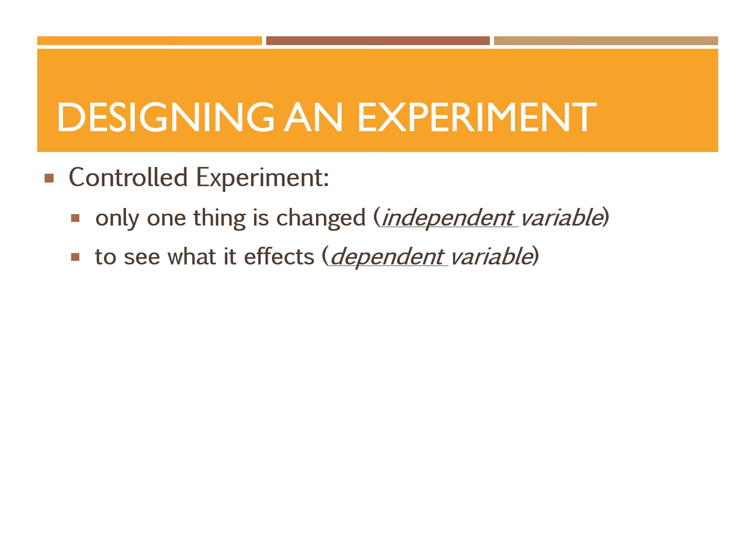In designing an experiment, there's a lot of things you have to take into mind. First of all, to call it a controlled experiment, this term controlled means that you're only changing one thing that we call the independent variable. And that one thing that's changing is affecting something else that we call the dependent variable.